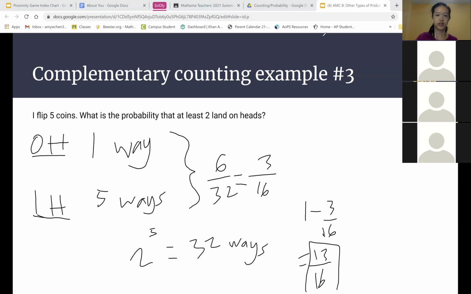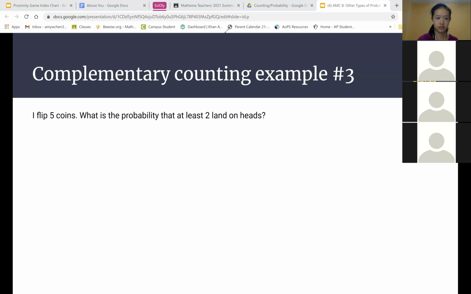Okay, are there other questions about how to use complementary counting or when to use it? Okay.